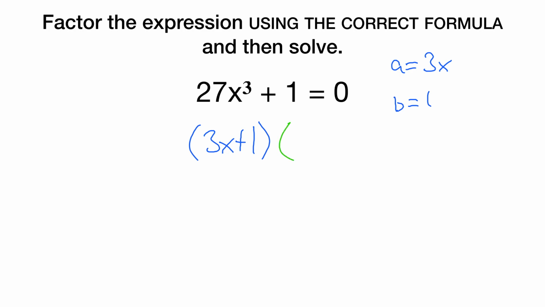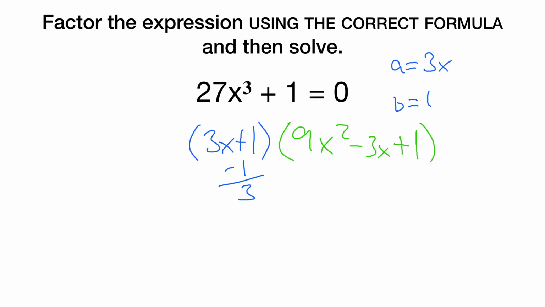times 3x times 3x is 9x squared minus 3x times 1, which is 3x, plus 1 squared, which is 1. All right, so our zero for 3x plus 1, remember it's negative constant over leading coefficient, negative 1/3. We could also plug this in.